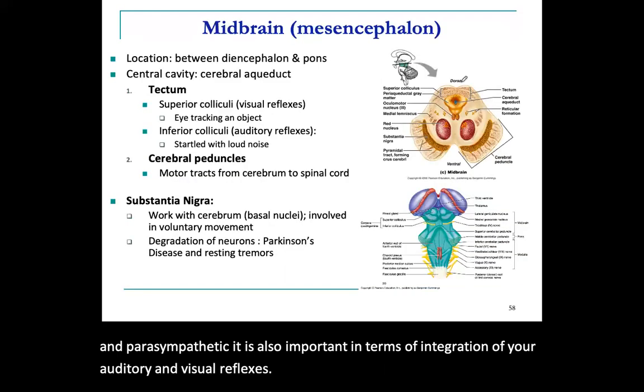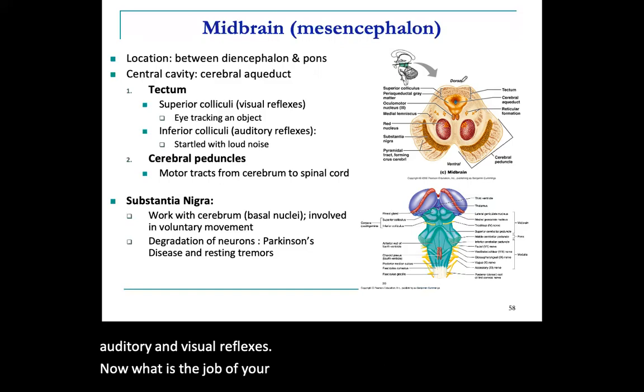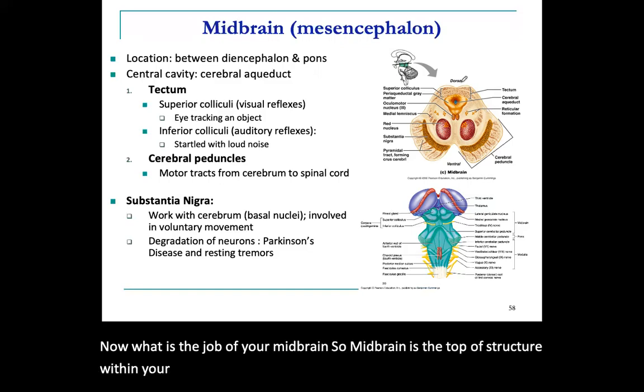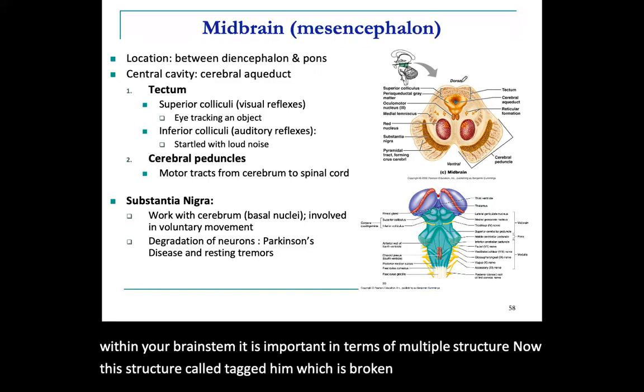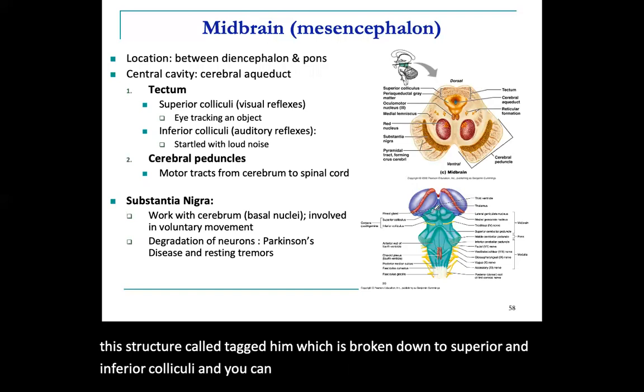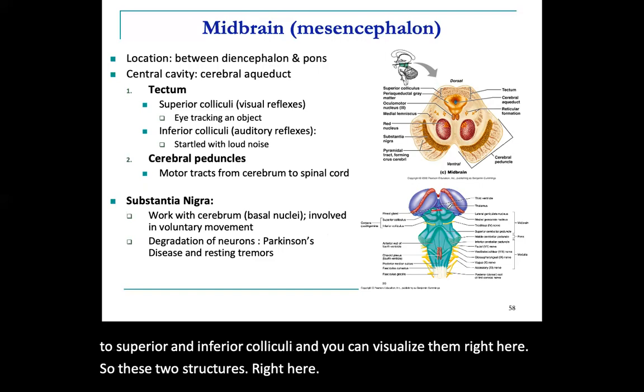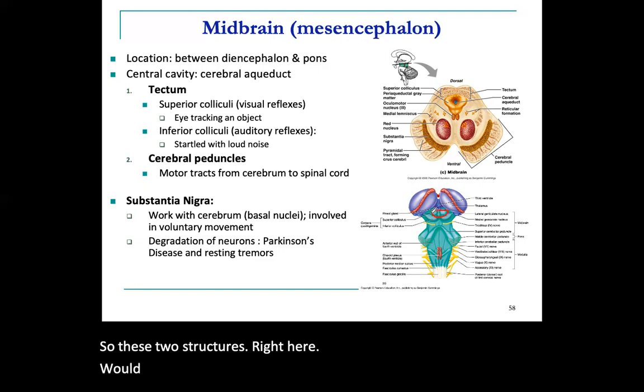Now, what is the job of your midbrain? So the midbrain is the top structure within your brainstem. It is important in terms of multiple structures. It has a structure called tectum, which is broken down into superior and inferior colliculi, and you can visualize them right here. So these two structures right here would be your superior, and these two structures right below would be your inferior colliculi.